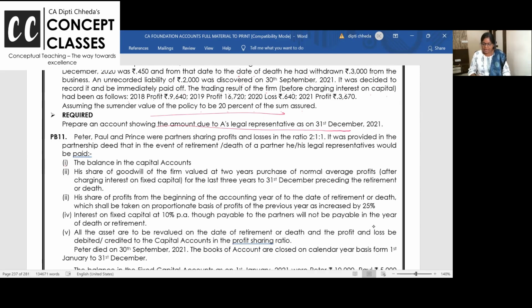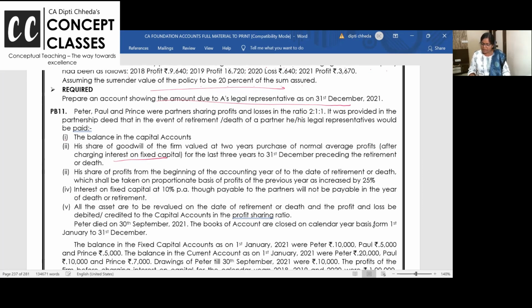It was decided that in the event of retirement or death, the balance in the capital accounts and his share of goodwill, at 2 years purchase of normal profit after charging interest on fixed capital, would be paid. His share of profit from the beginning of the accounting year to the date of death shall be taken proportionate on the basis of last year's profit, just increased by 25%. Interest on fixed capital at 10% is payable, though payable to partners, it will not be payable in the year of death.